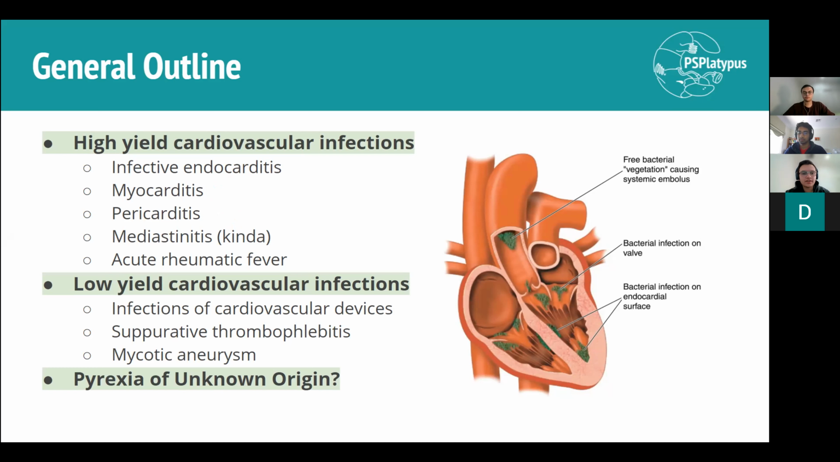The low yield cardiovascular infections are not super important, but I'm still going over them just for completion's sake. And if you have any questions about them, either look at the lecture slides for more detail or send me a message and I'll help you out if there's any confusion. And then pyrexia of unknown origin is just a bit of a fun one to think about.